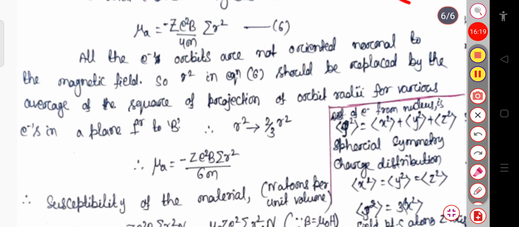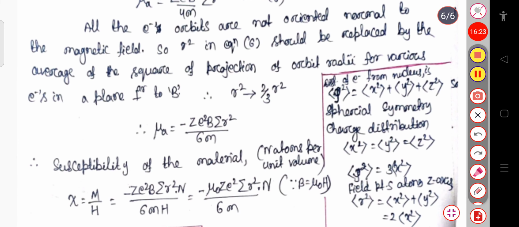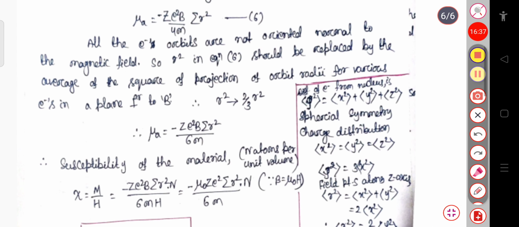Now all the electron orbits are not oriented normal to the magnetic field. So the r square in equation 6 should be replaced by the average of the square of the projection of the orbit radii for the various electrons in a plane perpendicular to B. Now in this equation 6, for this sum over r square, I will replace this by 2 by 3 r square.